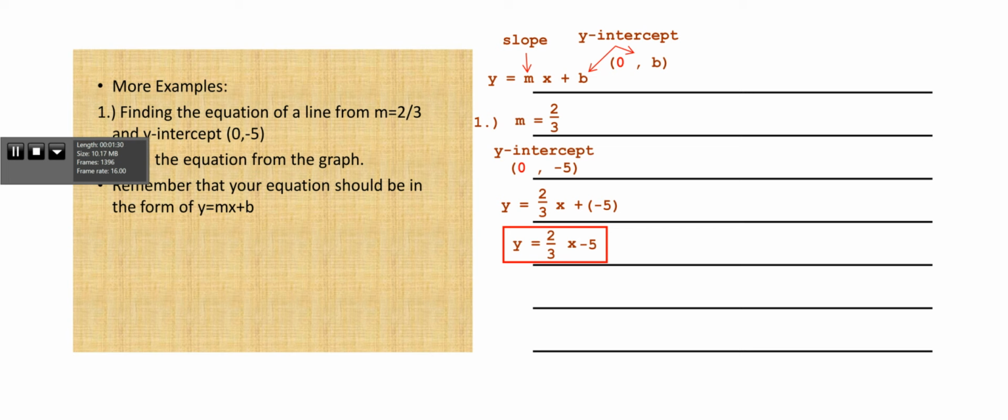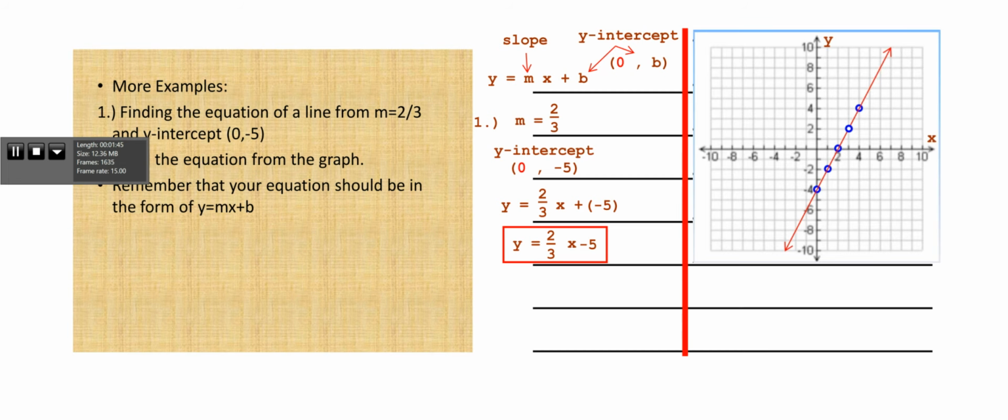Agreed? So we found the formula, or the equation, just by noticing that they gave us everything. They gave us the slope and the y-intercept. All we had to do was fill in the blanks. And now let's try to find the equation from a graph. So there's a graph.